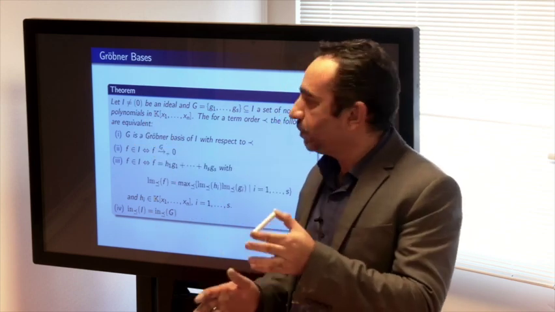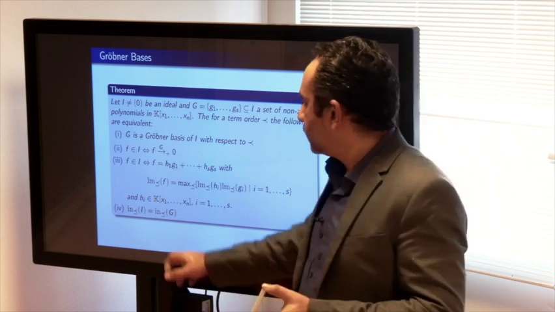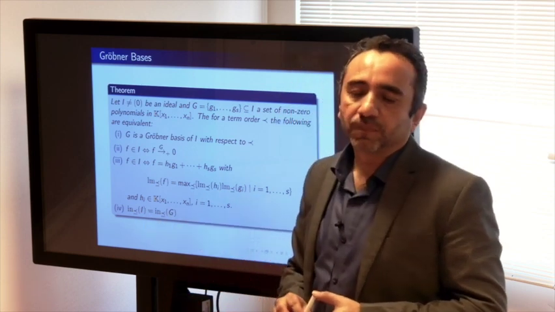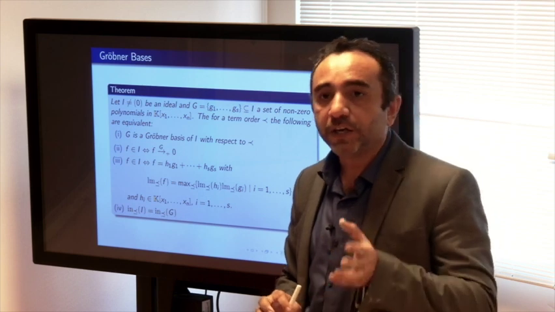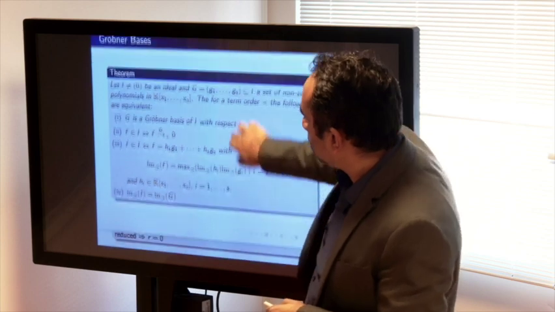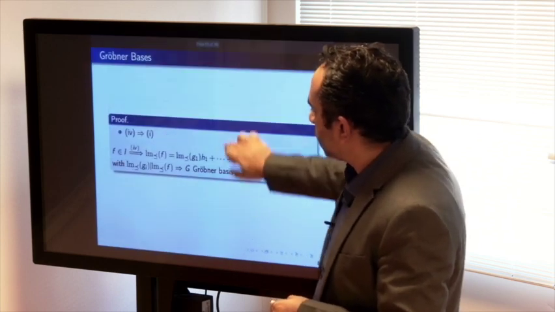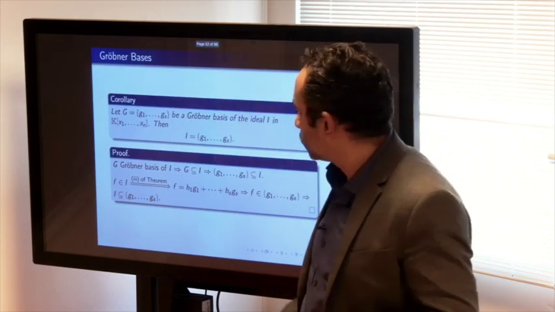So that's what I already explained: in this case we say that G is a Gröbner basis if and only if the initial ideal of I is generated by the leading monomials of that Gröbner basis G. Okay, so this is the result. The proof of this result is there in the slides. You can just go through it: 1 implies 2, 2 implies 3, and so on.